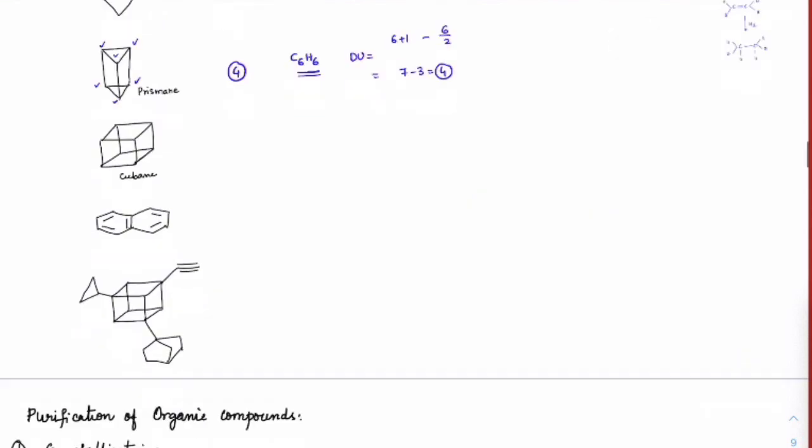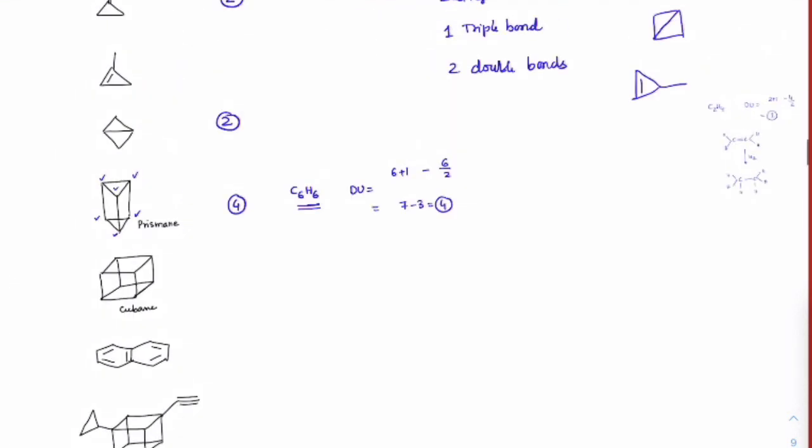Sir, alkanes always have degree of unsaturation 0, right? Yes, any alkane will have degree of unsaturation 0. Sir, then can't we consider cubane as one type of alkane? Cubane? No, as cyclic alkanes. See, aliphatic alkanes will have 0, not cyclic alkanes, okay? Aliphatic as in open chain. That means only open chain alkanes you are considering.